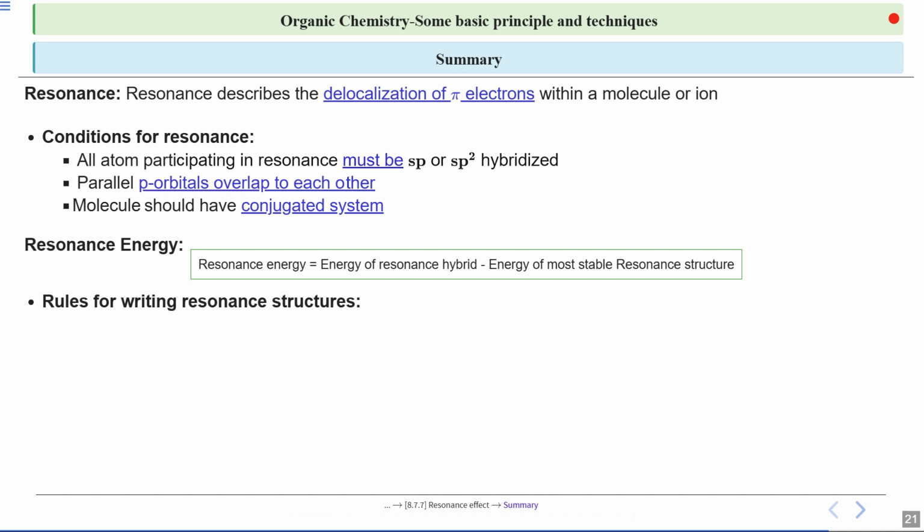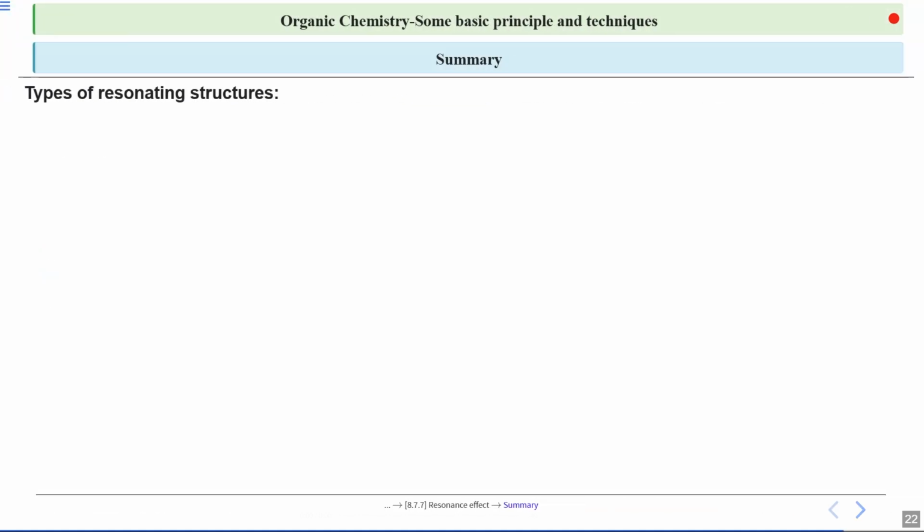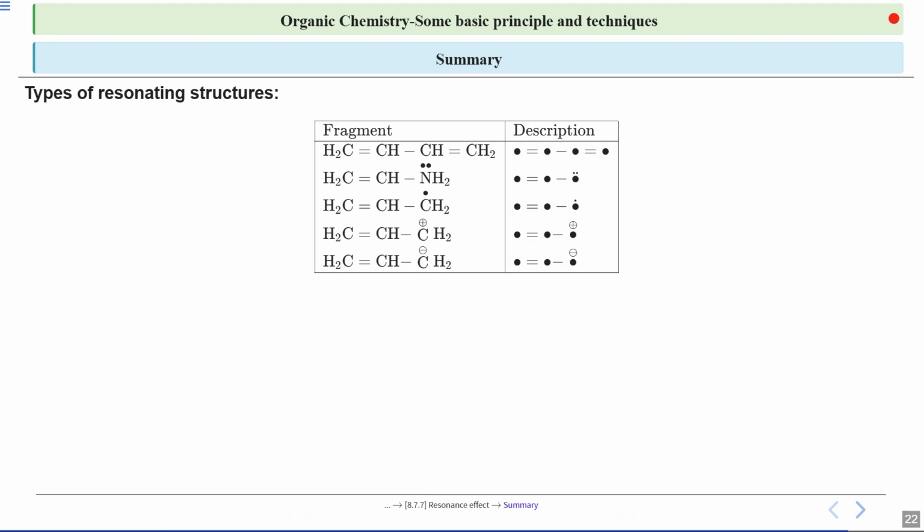What are the rules for writing the resonating structure? First, the atoms will never move. Second, the total number of valence electrons will remain constant. Then we talked about the types of resonating structures. There we have 5 fragments: double bond, single bond; double bond, single bond, lone pair; double bond, single bond, radical; then double bond, single bond, positive charge; and double bond, single bond, negative charge. Now one thing is common in all of this, which is double bond, single bond.